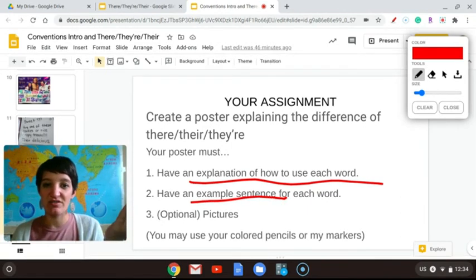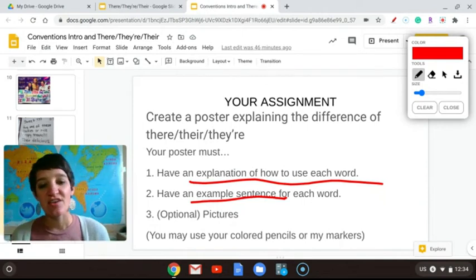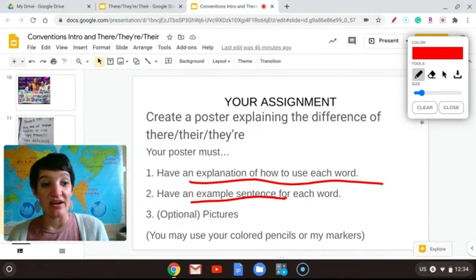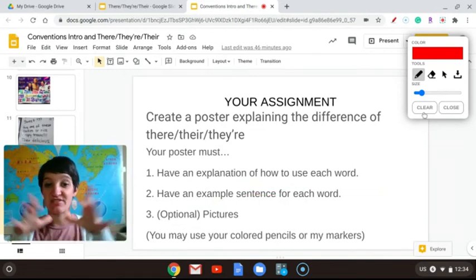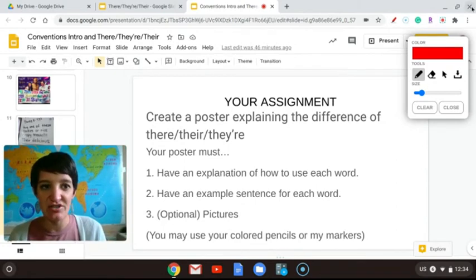They're going to the store. They're going to go pick up their dog. And their dog is over there, okay? So you may include pictures if you'd like, but you don't need to. You have two options. You may do this on paper with your own color pencils or markers, or you may do it digitally. The digital version is, let me show you some examples first.